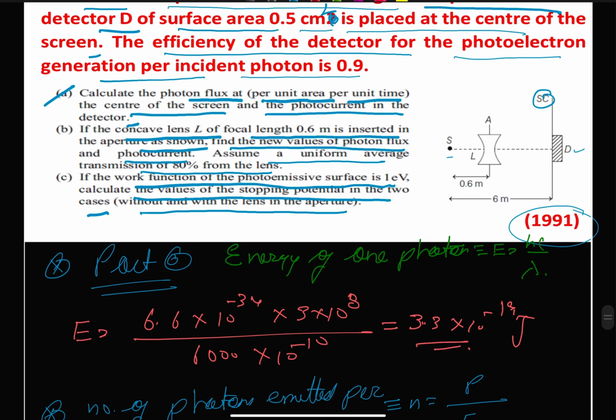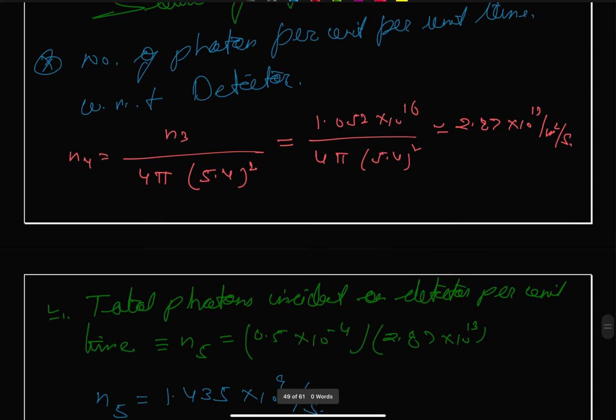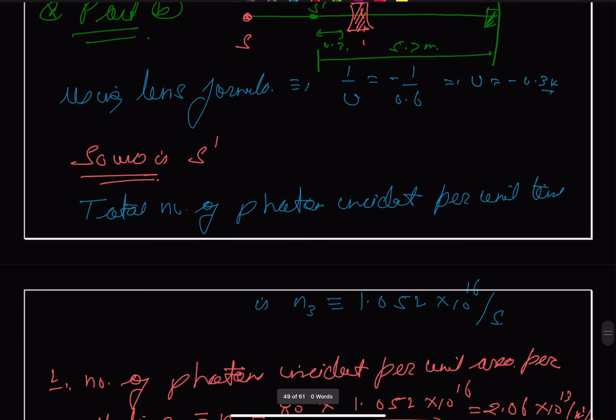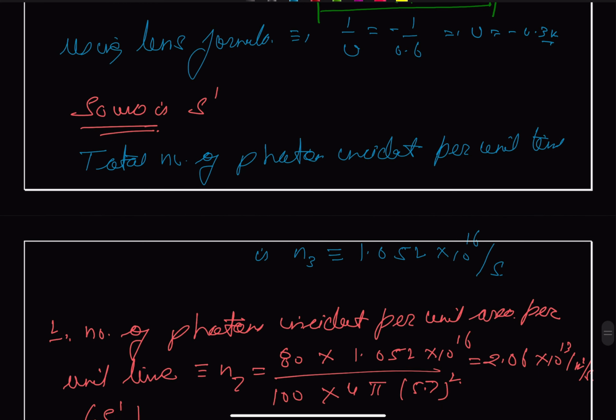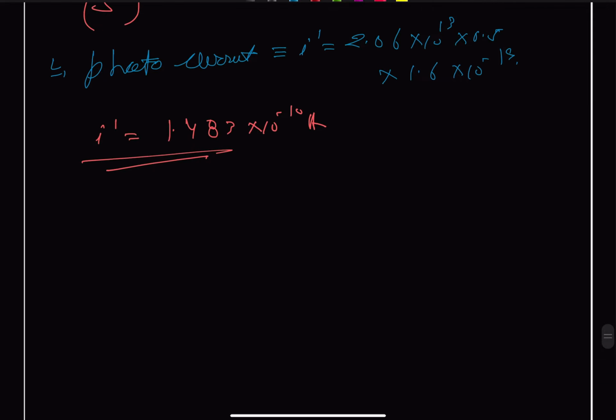And finally we have to find out the work function. No, stopping potential. Work function is given to us. So we are going to find out the energy. Based on this we are going to find out the maximum kinetic energy, and therefrom we can easily find out the stopping potential, because the maximum kinetic energy is our stopping potential.